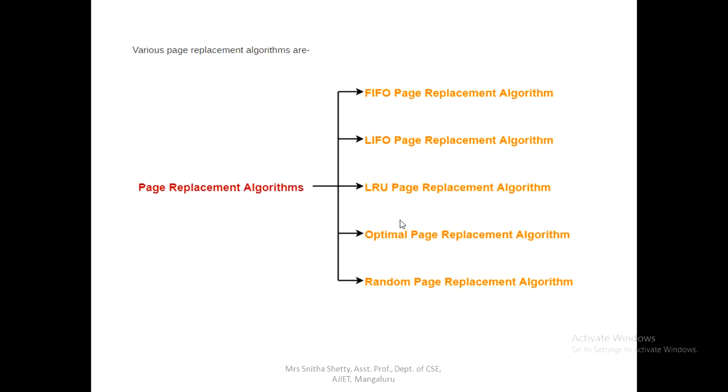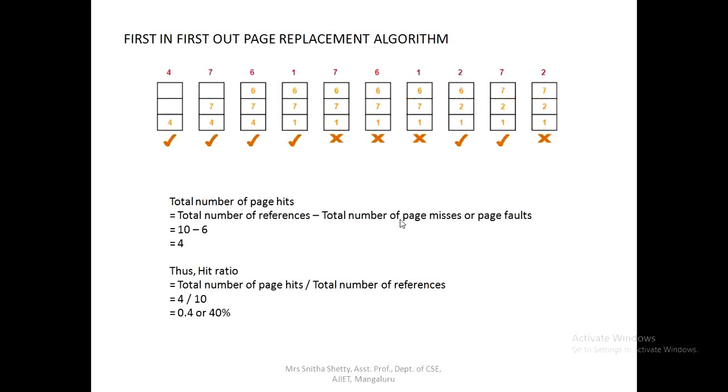Algorithm. So now what is that first in first out page replacement algorithm? The name itself indicates it: the page that enters first is removed first. That means to replace the data, remove the first entered page; first in, first out. First in first out means the page you entered into the frame first has to be replaced first. That is known as the first in first out page replacement algorithm.